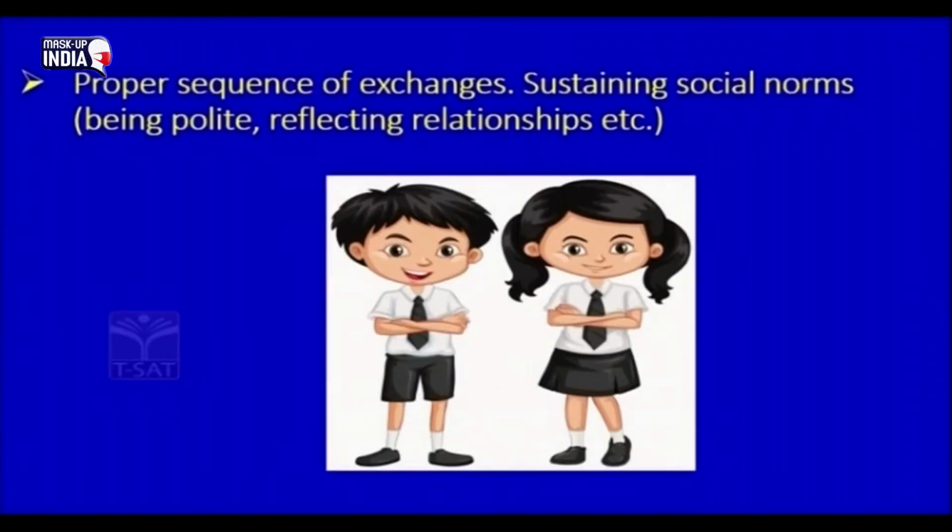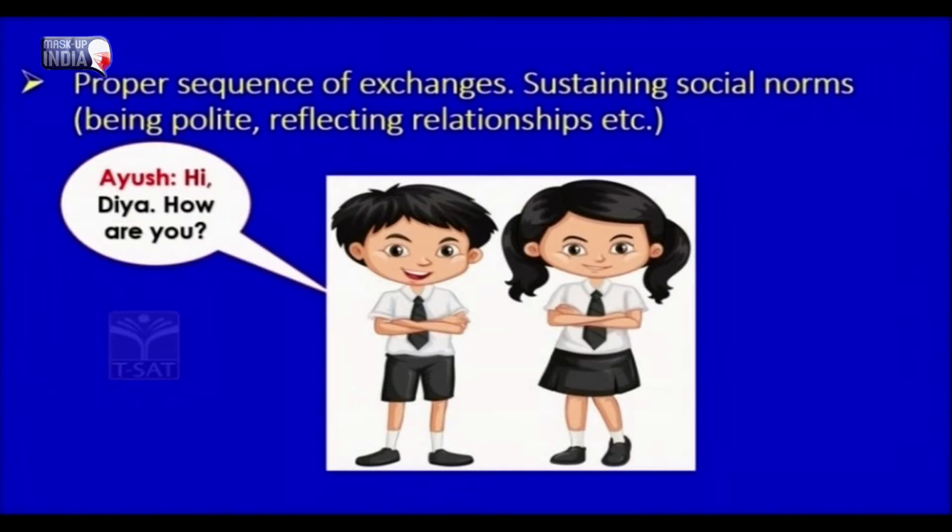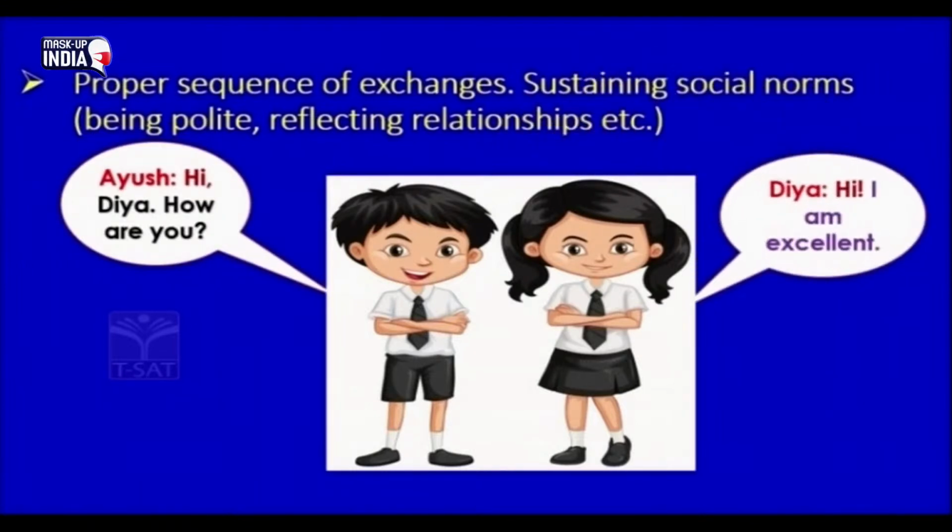Proper sequence of exchanges sustaining social norms like being polite, reflecting relationships, etc. Look at this. Here we have already seen a video of a conversation between two classmates, Ayush and Diya. Here Ayush is wishing, hi Diya, how are you? And asked about her well-being. And Diya also replied, hi, I'm excellent. So the sequence of exchanges should be in such a way, and we need to follow some social norms also.